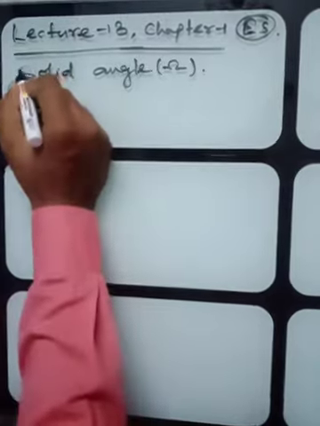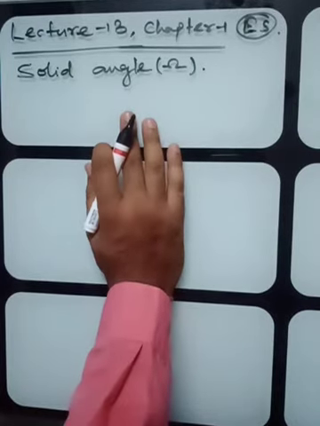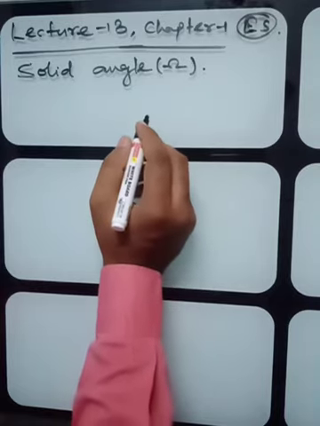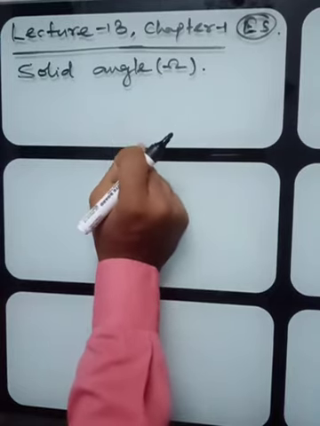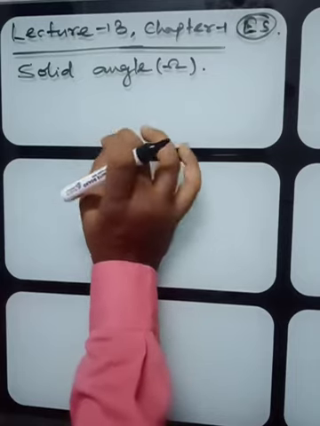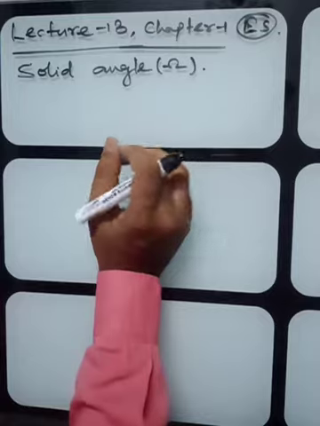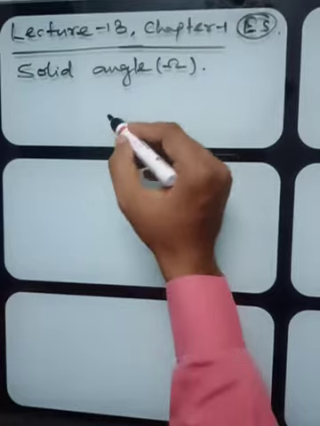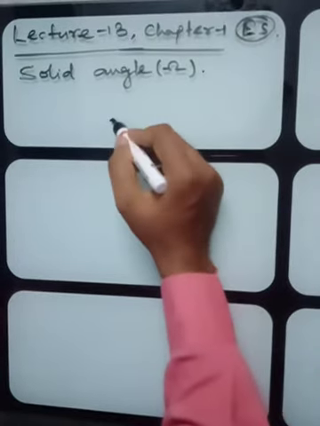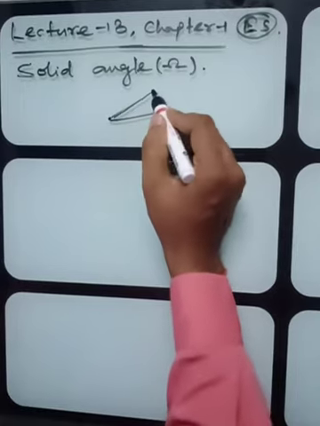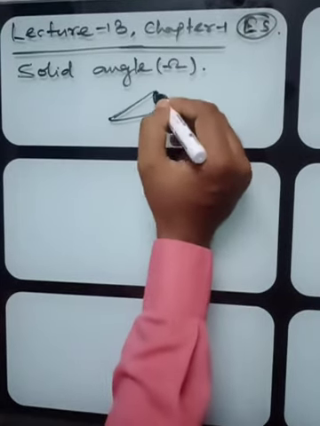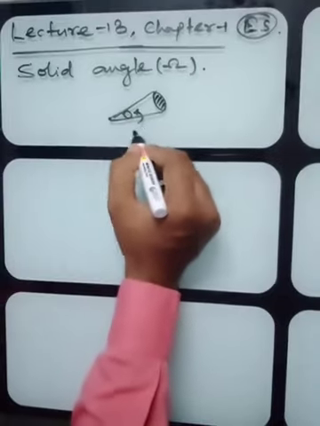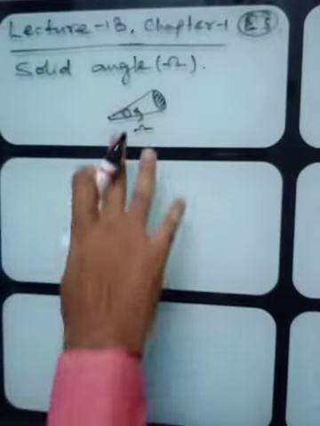Okay, students, that solid angle we are going to talk about. Solid angle actually gives the space or area enclosed around any point. If this is the point, then this encloses a specific area. This much area is enclosed, so this space is basically called the solid angle. We represent it by ohm.